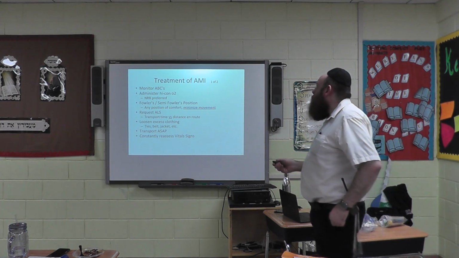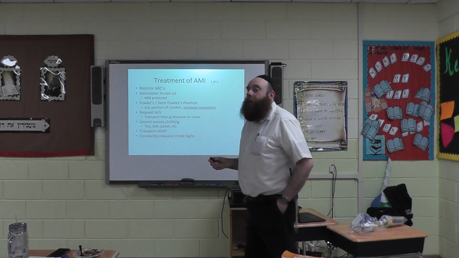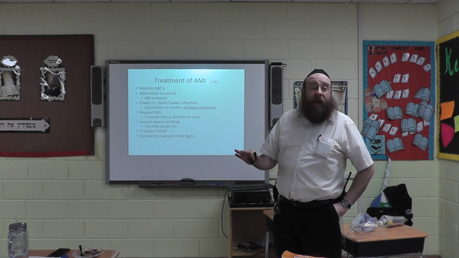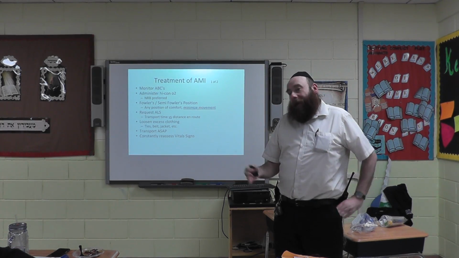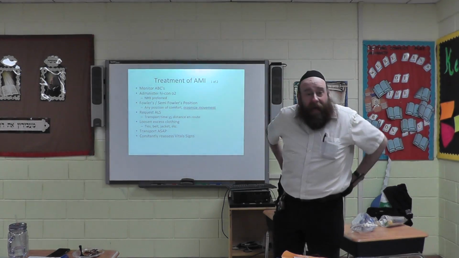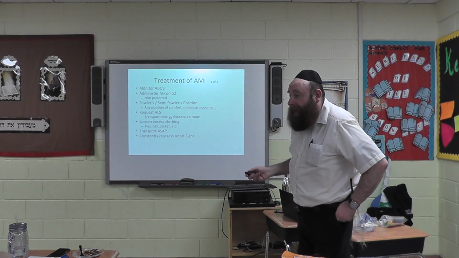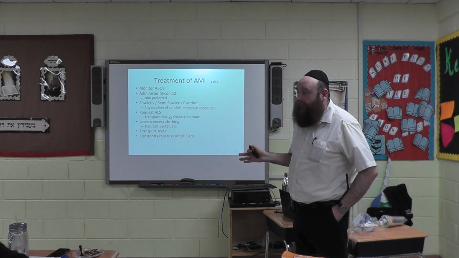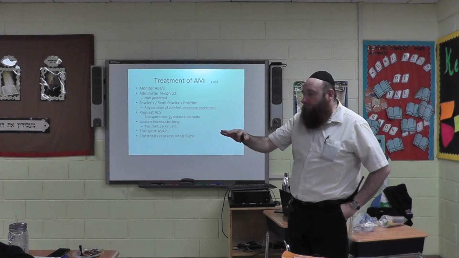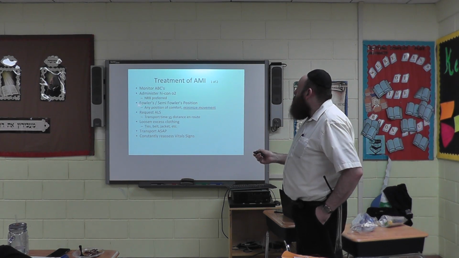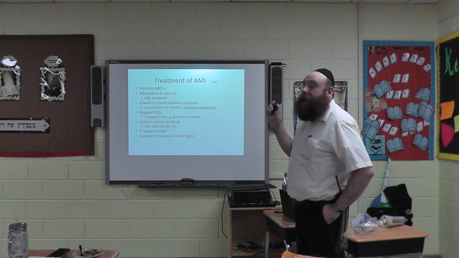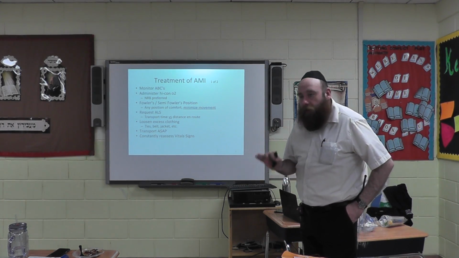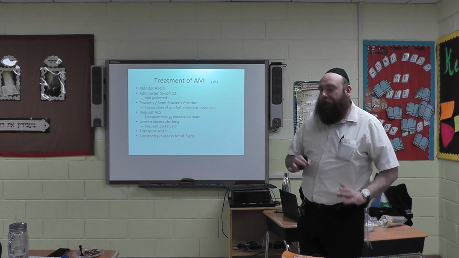Monitor your ABCs. Obviously give high concentration oxygen, non-rebreather. Today, what we're saying is New York State is still saying just give oxygen. But now if you have pulse oximetry and they have an O2 of higher than 94, I, as a medic, will not give oxygen for the MI patient. Your protocol is still to give oxygen. Place them in POC, position of comfort.